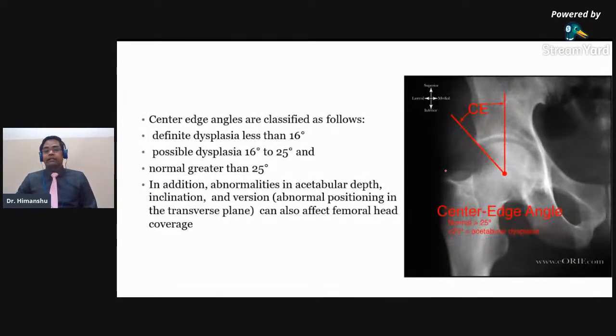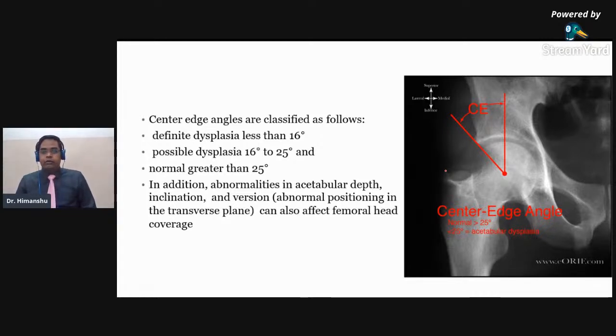The normal range of the center edge angle is between 20 to 25 degrees. That is what we were talking about. If it is less than 16 degrees, there can be dysplasia of the joint. Or if it is between 16 to 20 degrees, or still between 16 to 25 degrees, there can be possible dysplasia. If it is normal or slightly greater than 25 degrees, then it is a normal joint. In addition, abnormality in the acetabular depth, inclination and version, and abnormal positioning in the transverse plane can also be detected. That is the acetabular antiversion we'll be talking about.